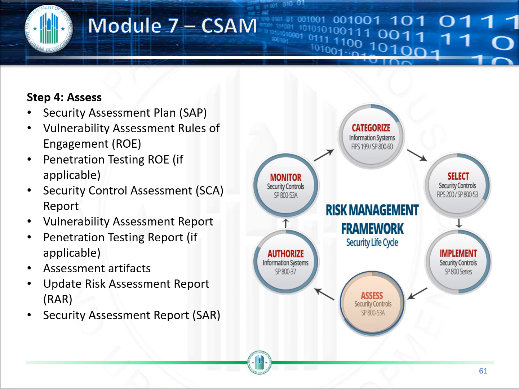The list shown on this slide identifies key activities and documents that are required to be uploaded to CSAM. These documents include the Security Assessment Plan, the SAP, the Vulnerability Assessment Rules of Engagement, or ROE, Penetration Testing ROE, if applicable, the Security Control Assessment, or SCA report, the Vulnerability Assessment Report, the Penetration Testing Report, if applicable, any assessment artifacts, an updated Risk Assessment Report, or RAR, and a Security Assessment Report, a SAR.